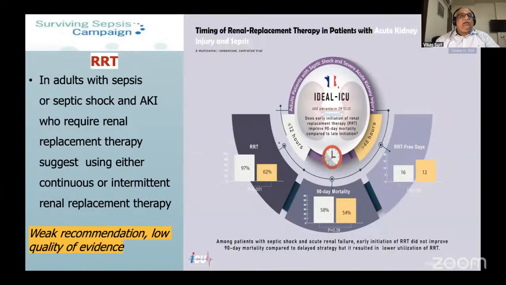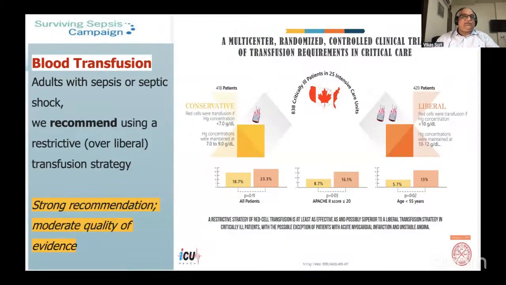Need for RRT: in patients who require RRT, continuous replacement therapy is preferred over intermittent techniques. This came from the IDEAL-ICU trial, in which this modality of RRT outperformed conventional hemodialysis. Blood transfusion: a restrictive approach, maintaining an Hb of between 7 to 9 grams per deciliter, outperformed liberal blood transfusion, in which the levels were maintained between 10 to 12.